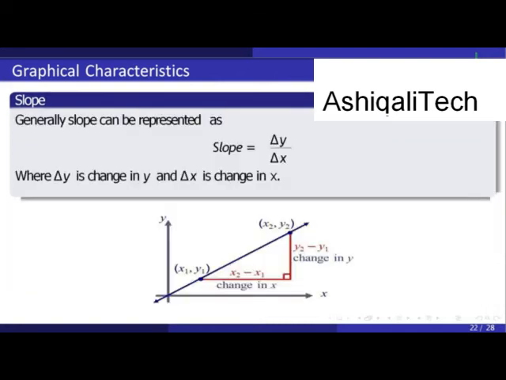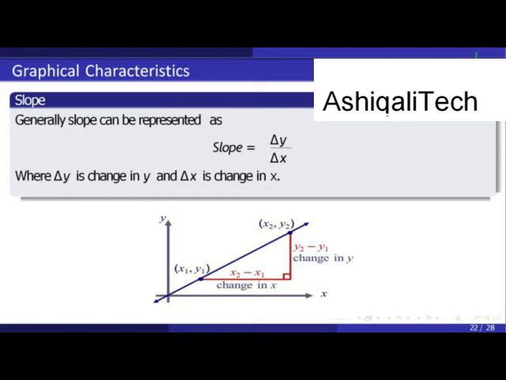Dear students, now we give you the formal definition of slope. Generally, slope can be represented as slope is equal to delta y divided by delta x, where delta y denotes the change in y and delta x shows the change in x. It is represented in the following diagram.